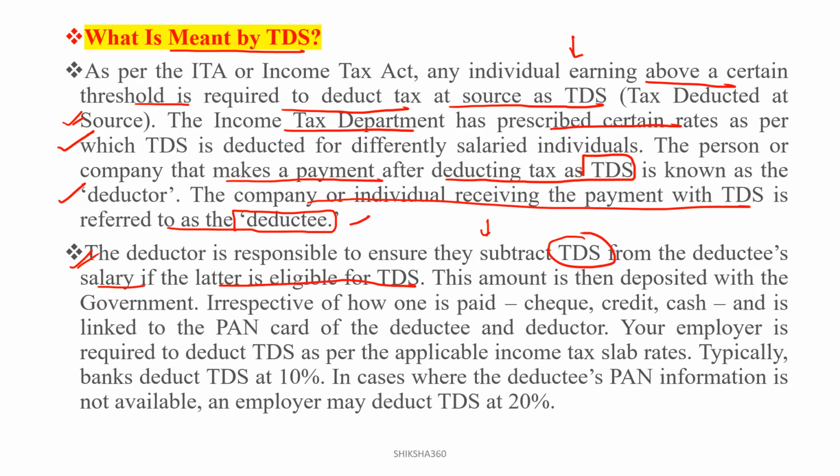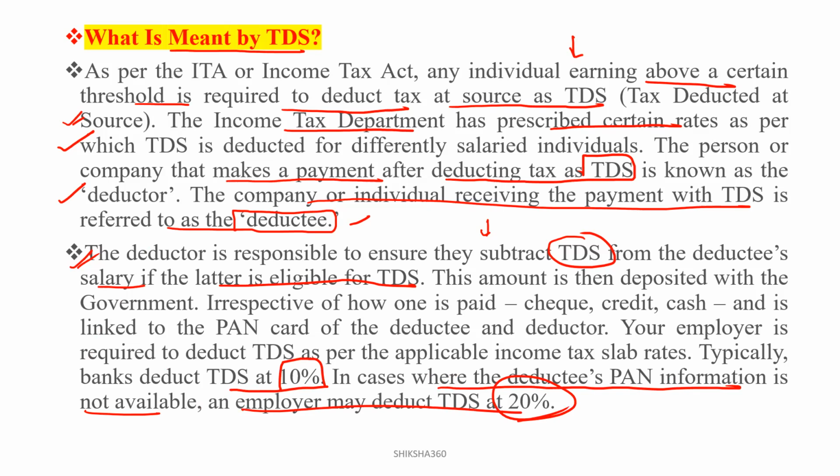This amount is then deposited with the government, irrespective of how one is paid, either through check, credit, or cash, and it is linked to the PAN card of the deductee and the deductor. Clear? Your employer is required to deduct the TDS as per the applicable income tax slab rates. Typically, banks deduct TDS at 10%. In cases where the deductee's PAN information is not available, an employer may deduct 20% TDS.